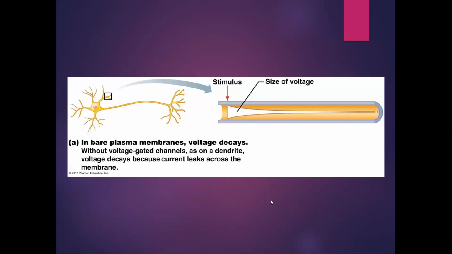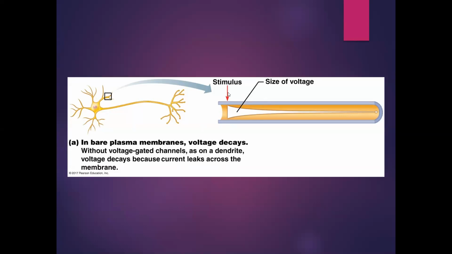So let's go back and look at why don't they last? Why might these little depolarizing signals not add up to a threshold stimulus? Because here's what happens in dendrites and cell bodies. They only have chemically gated sodium channels. So without voltage gated channels, as on a dendrite, voltage decays because the current leaks across the membrane.